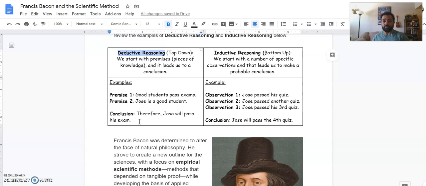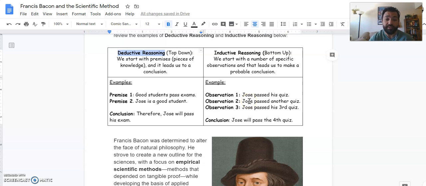Inductive reasoning starts from the bottom up, like I said. We start with a number of specific observations that leads us to make a probable conclusion. So the conclusion isn't a 100% fact. It's a proven theory. In the scientific method, there's not a lot of facts that are stated, but it's a theory. It's an idea that has proven to be true so many times that we assume it's pretty much going to be true 100% of the time. The example here is that instead of using premises, we start with observations.